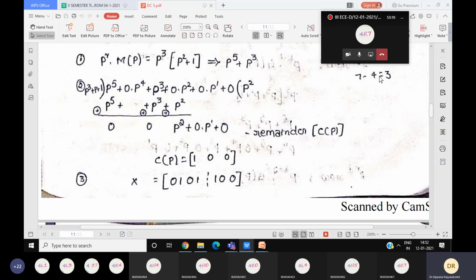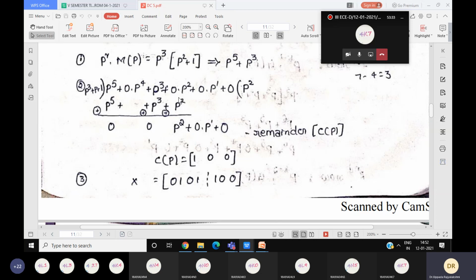The remainder bits will be 3 bits. So power will be only from p square, 3 minus 1, that is 2. Power will be only from r minus 1. Now these message bits are followed by check bits to get the code, right?